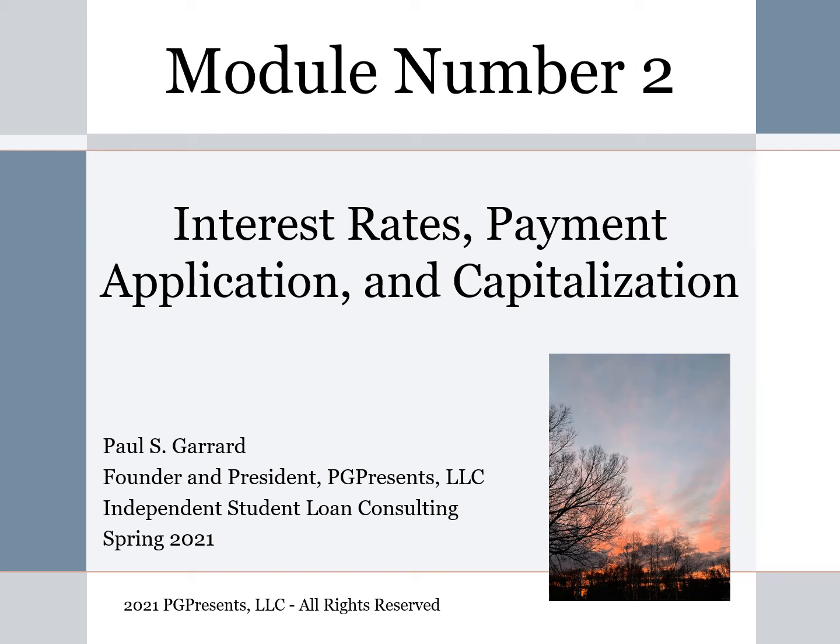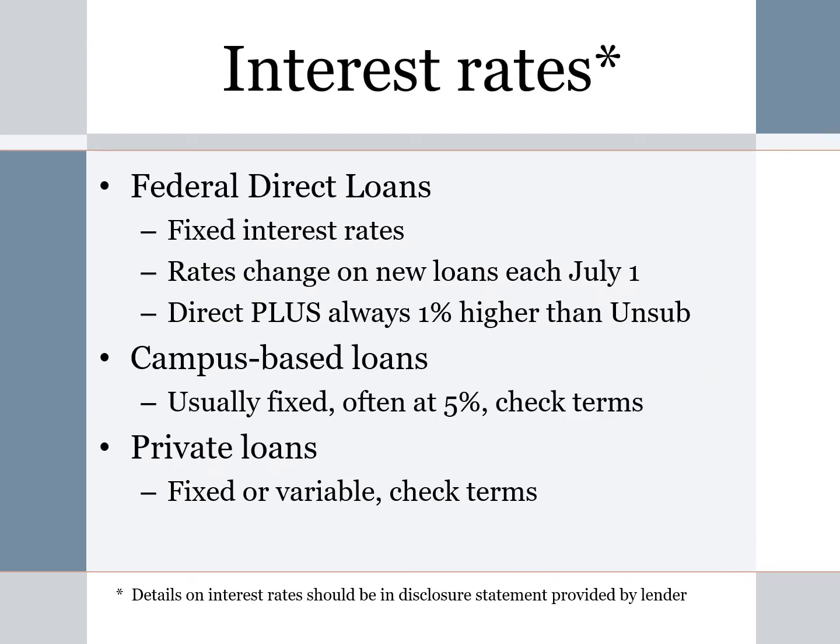In module number 2, we talk about the interest rates on your student loans, how your loan servicers apply the payments that you make, and we also talk about interest capitalization. Now on your federal direct loans, and once again, for many of you, this will be your entire student loan portfolio, direct unsub and direct plus, also called grad plus loans. These loans have fixed interest rates, but please note that the rates change on new loans every July 1.